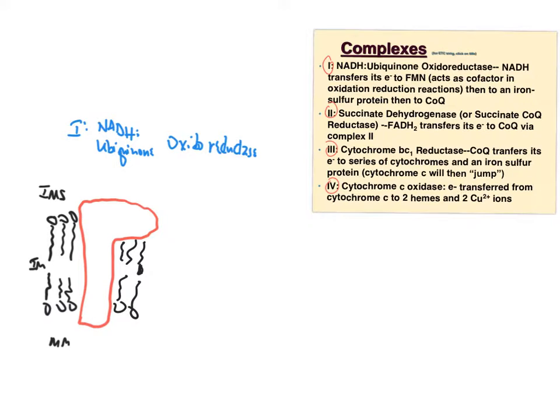I'm sorry, what's the FMN again? From transferred electrons to FMN in complex one? Oh, FMN is FAD or FADH2 without the A. A is an adenine without the sugar. And so it's just like it, except it's missing that nucleotide part. Okay.